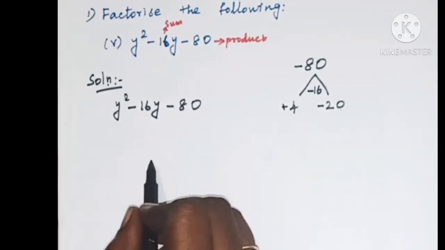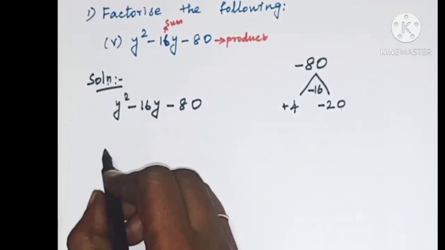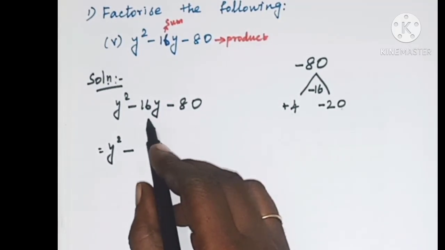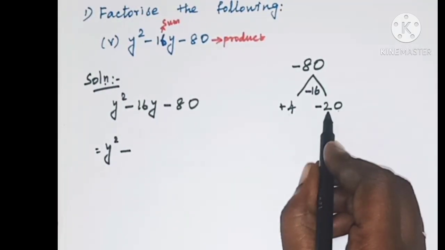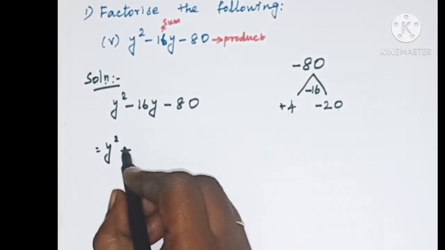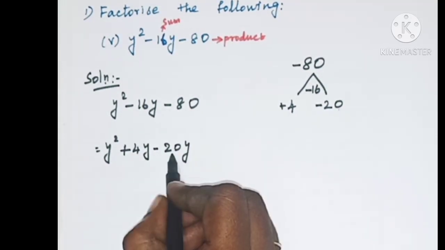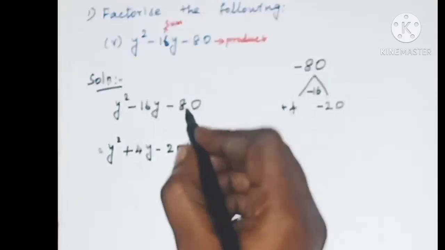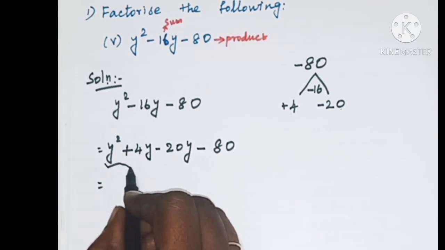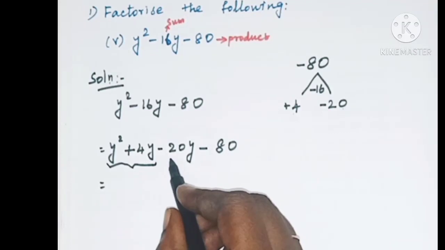This is in the standard form. Now we have to split the middle term into two terms. So write the first term as it is, and the middle term can be split into two terms, that is plus 4 and minus 20. So minus 16y can be written as plus 4y and minus 20y, and write the last term as it is. Now split into the first two terms and the last two terms.